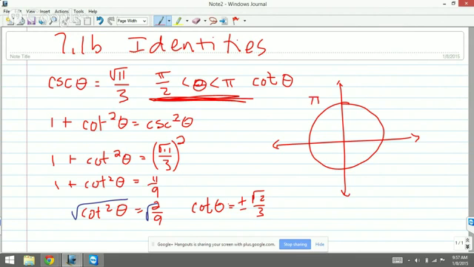It's quadrant 2. So pi over 2 is 90 degrees, and pi is 180 degrees. So we're in this quadrant.